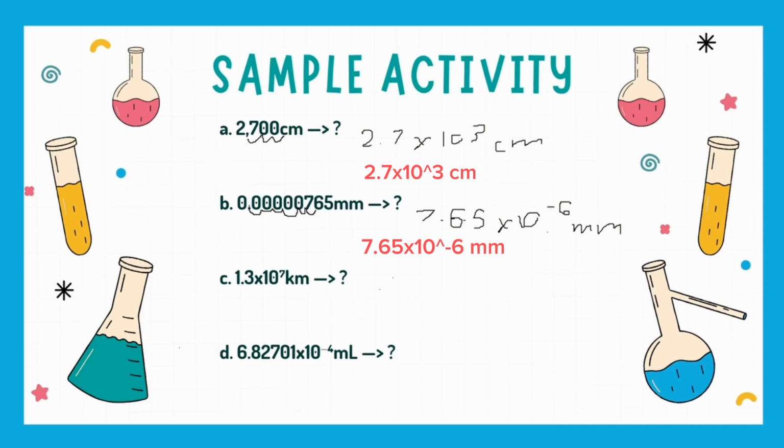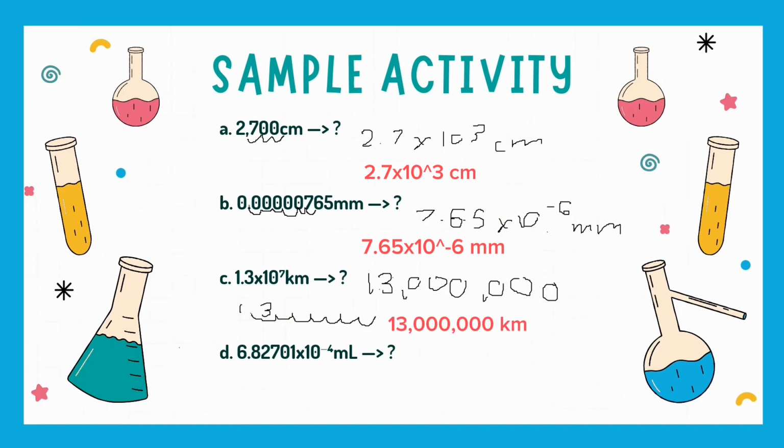Starting with letter C, we have 1.3 times 10 raised to positive 7. Since the exponent is positive, we will be moving the decimal point from left to right. This will be 1, 2, 3, 4, 5, 6, 7, which will give us the answer 13 million kilometers.